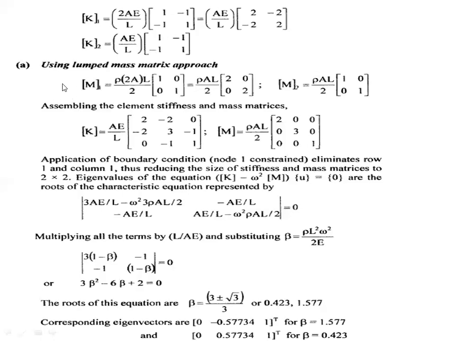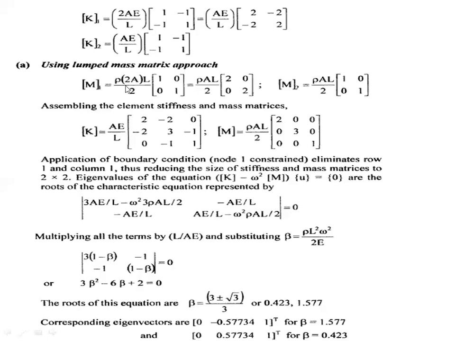Similarly, using the lumped mass matrix approach, first we'll take the lumped mass matrix, then we'll look at the consistent mass matrix. In the lumped mass matrix, the mass matrix formula for the bar is defined as rho A L by 2 times [1 0; 0 1]. So this is the matrix formula for the lumped mass for the bar element. Use this matrix to find the mass of the first element.